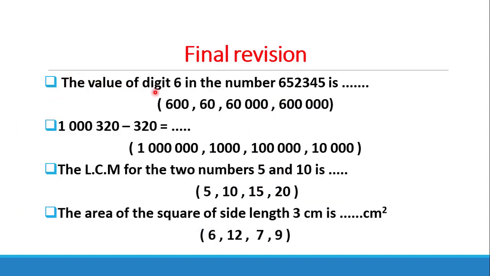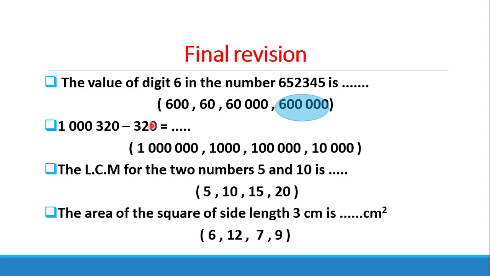The value of digit 6 in the number 652,345 is. To write the value of the digit, write the digit, and all the digits to the right will become 0. So we have how many zeros? 1, 2, 3, 4, 5. So I'll choose 600,000.